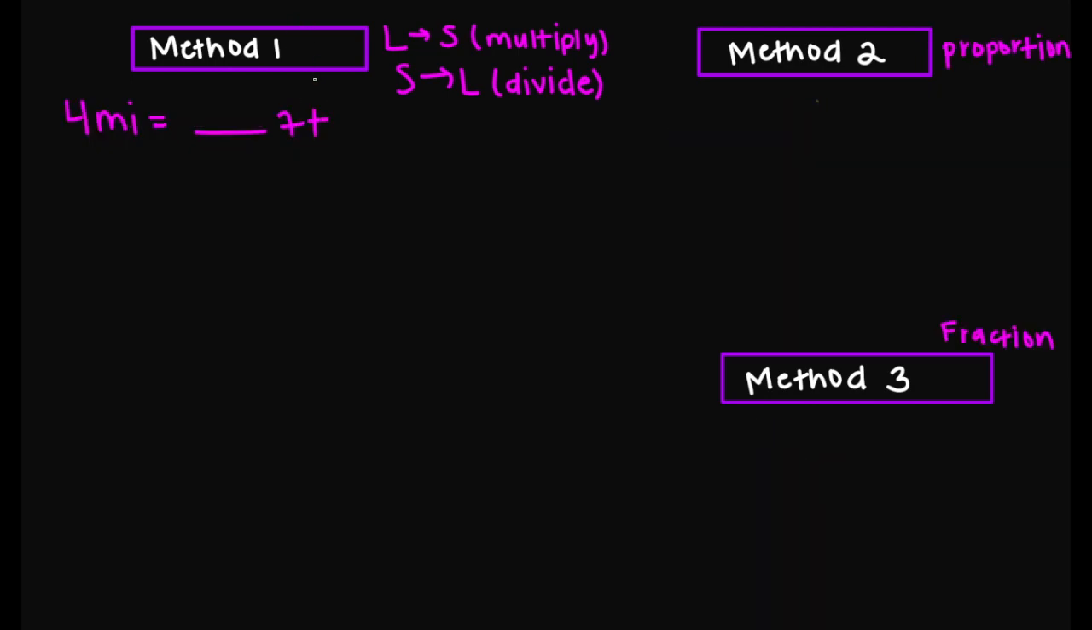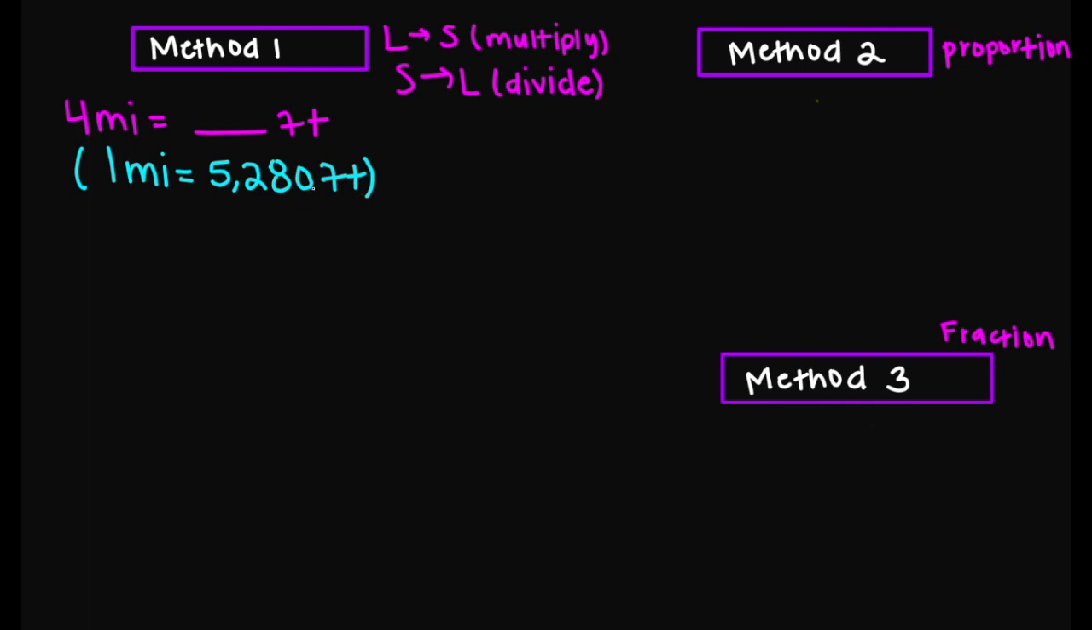Let's look at our next example. Now we're going to convert miles into feet. So we have 4 miles equals how many feet? My conversion factor is going to be 1 mile equals 5,280 feet.